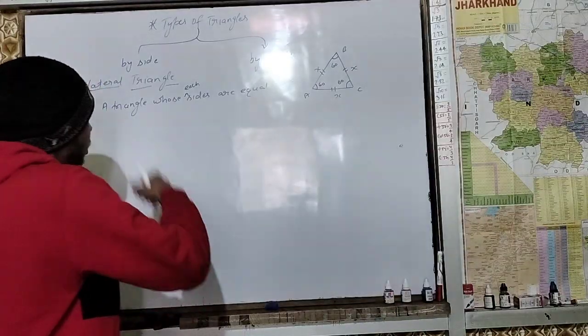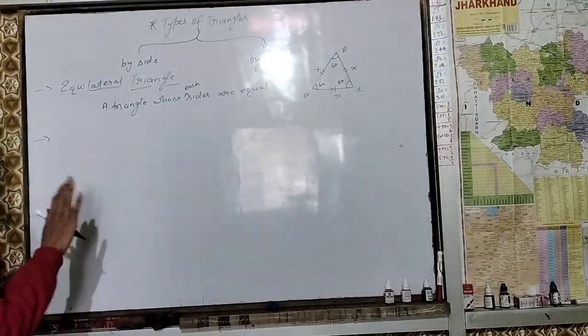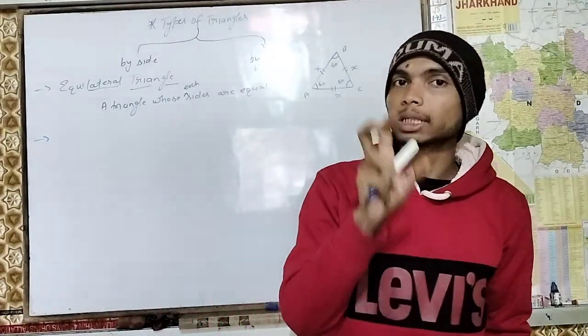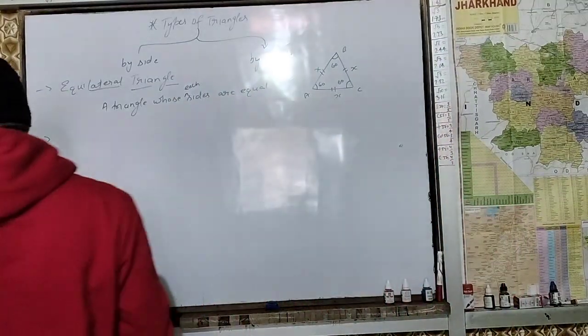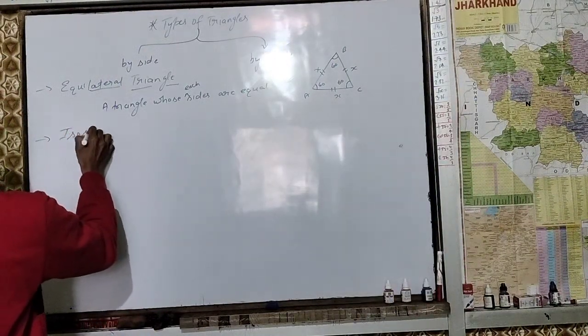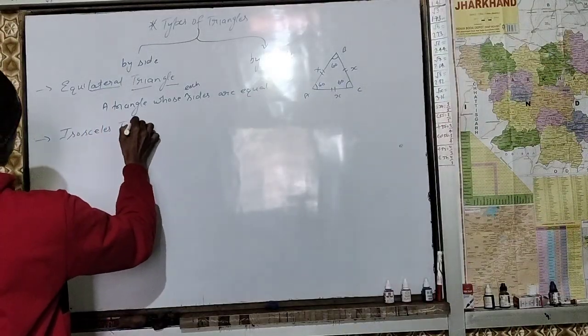Okay, a triangle whose each sides are equal. Now next, isosceles triangle. Right now, whatever we are understanding types of a triangle are based on side, not the angles. So next is coming isosceles triangle.